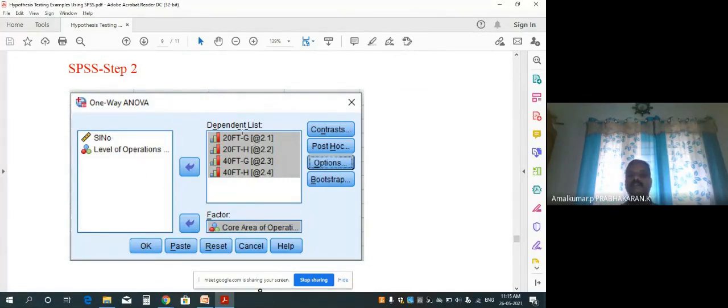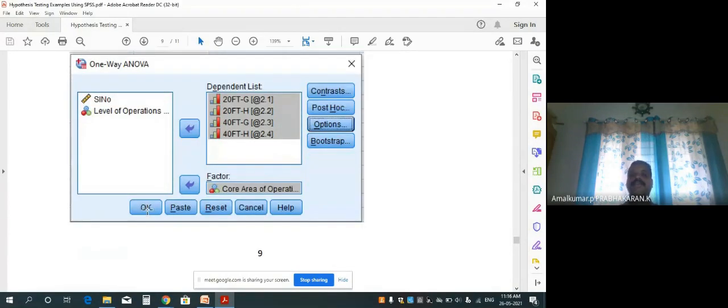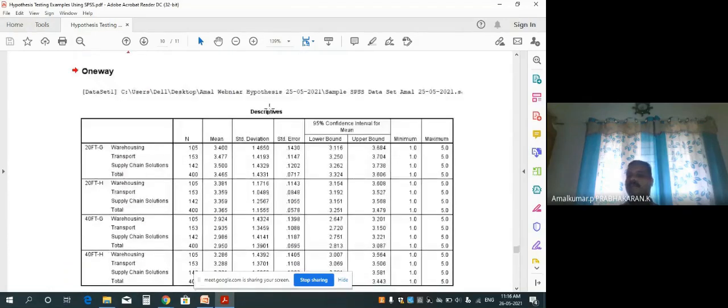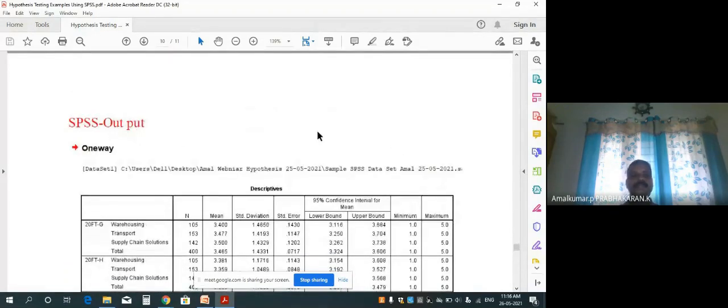He moves the four different shapes of containers to the dependent list, and finally he selects the factor for comparison, the nominal variable. Here the factor for comparison is the core area of operation. He moves the core area of operation to the factor column, and finally he clicks OK. He gets a result generated by SPSS.